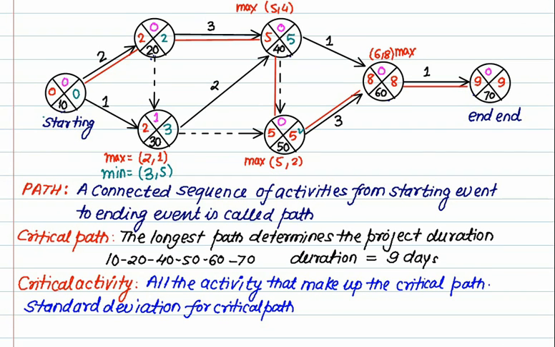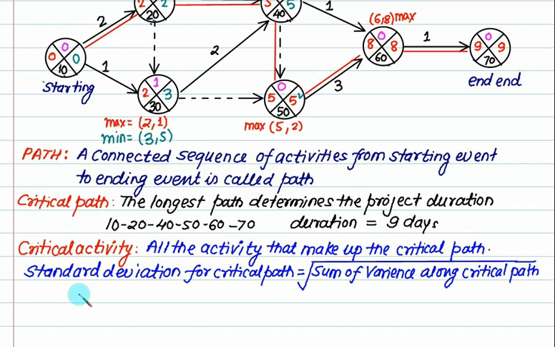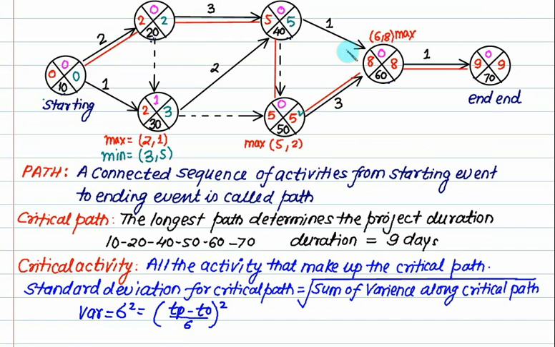The standard deviation for a critical path is given by the square root of the sum of the variances of all activities along the critical path. Variance, represented by sigma square, is given by (Tp minus T0) divided by 6, whole square. What is Tp? Pessimistic time. T0 is optimistic time. The square of their difference is divided by 6 squared. So if you want to find the standard deviation for the critical path, we must know the variance along this critical path.